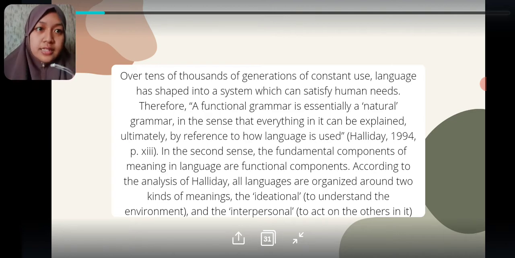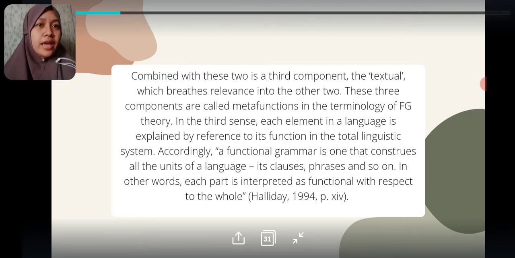In the second sense, the fundamental components of meaning in language are functional components. According to the analysis of Halliday, all languages are organized around two kinds of meaning: the ideational, to understand the environment, and the interpersonal, to act on the others in it. Combined with these two is a third component, the textual, which brings relevance into the other two. These three components are called metafunctions in the terminology of functional grammar theory.